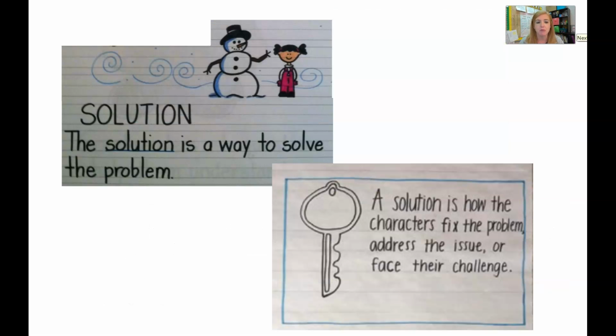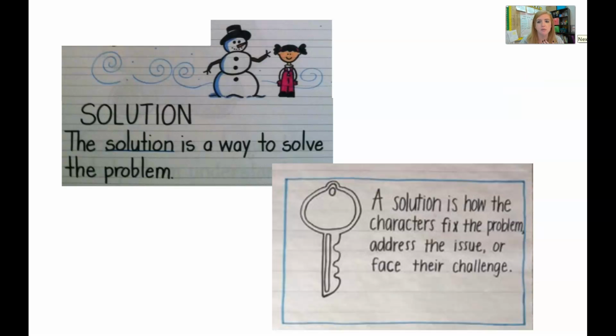Now, today what we're going to work on is a solution to that problem. We're going to plan the solution to that problem. A solution is the way that the characters solve the problem. It could be how they fix the problem. It could be how they address the issue. It could be how they face their challenge. So how does their problem get solved?